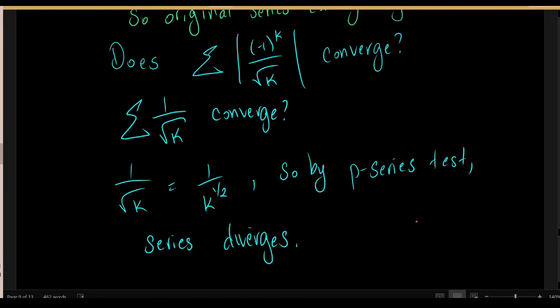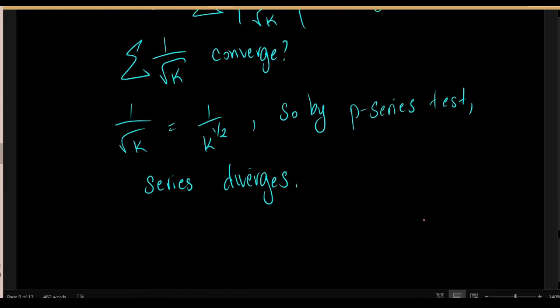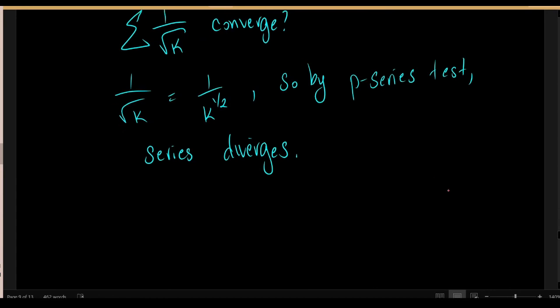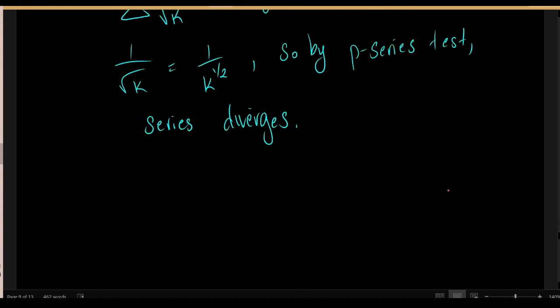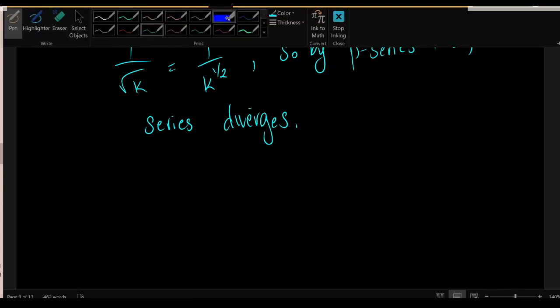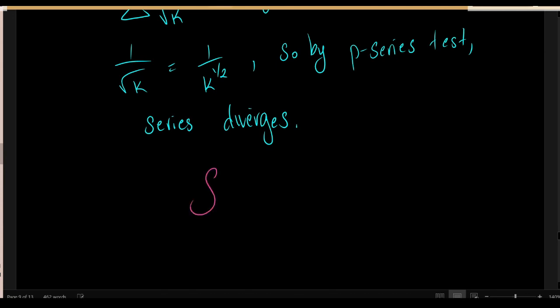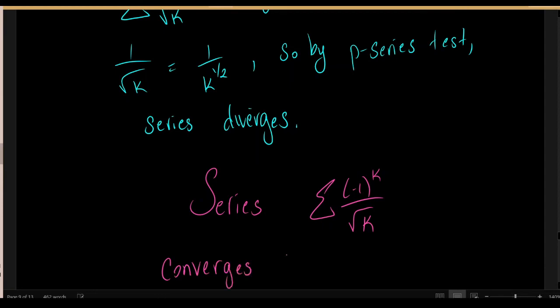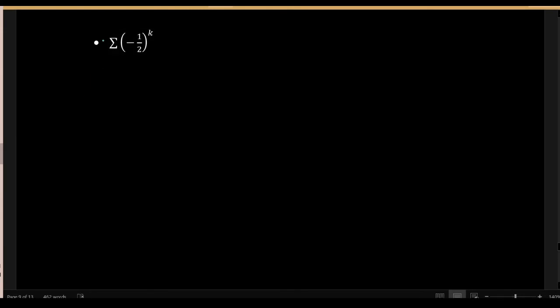So the original series converged, but as soon as we put absolute values onto the terms in the series, we lost our convergence and we ended up with a divergent series. Which means that this particular series, -1 to the k over square root k, converges conditionally. It converges subject to the condition, subject to the requirement that we maintain some of those negative terms in the mix. Let's try it with this one.